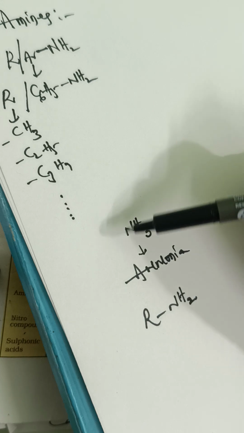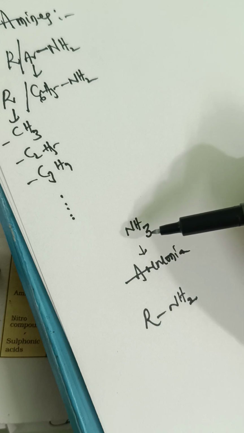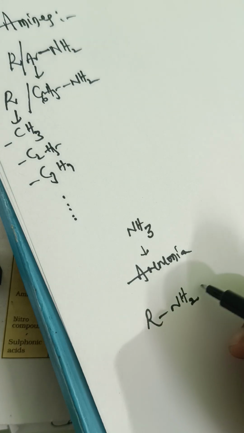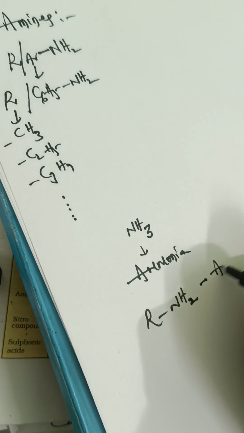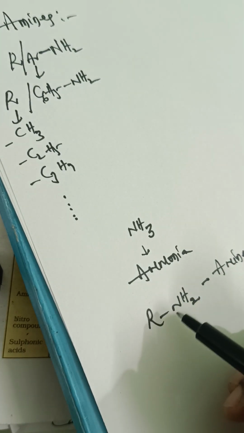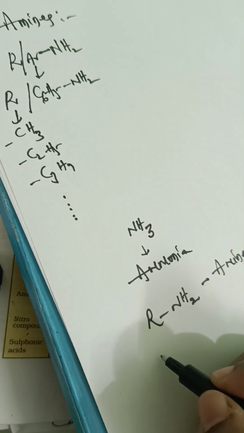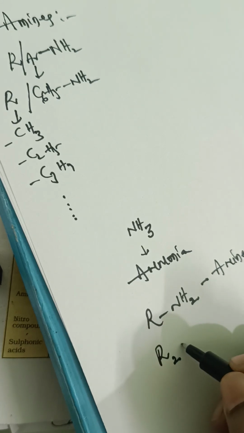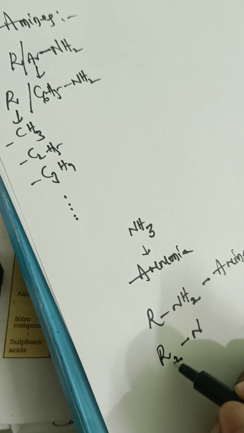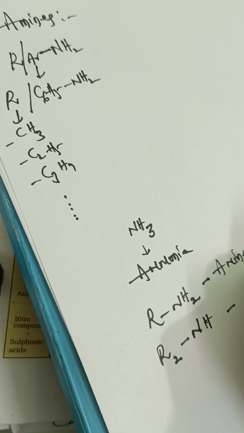Previously it was ammonia, which has 3 hydrogens bonded to the nitrogen atom. If you replace one of the hydrogen atoms with one alkyl group, you will get RNH2. This is the amine group. Similarly, if you replace 2 hydrogens with 2 alkyl groups, you will get the structure R2NH. This is also an amine.